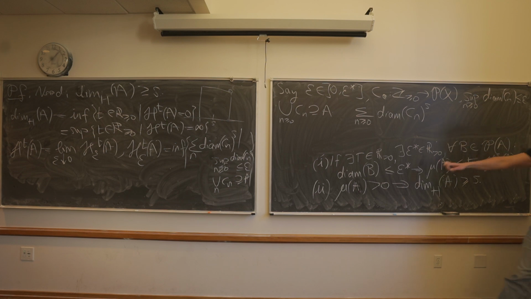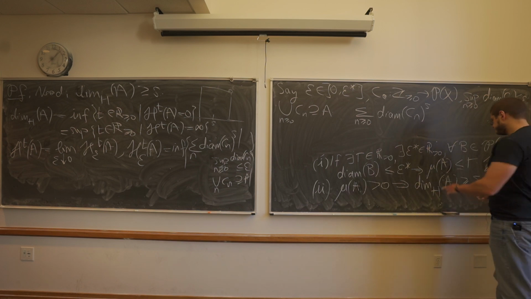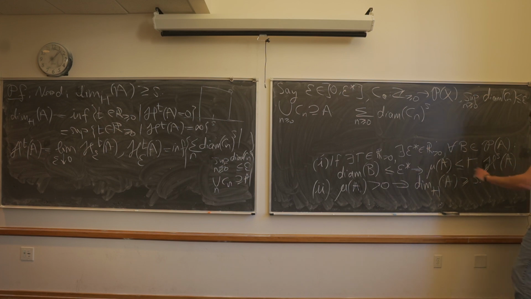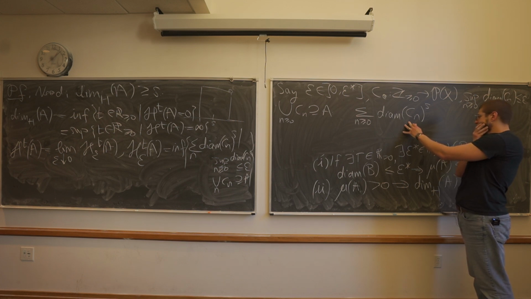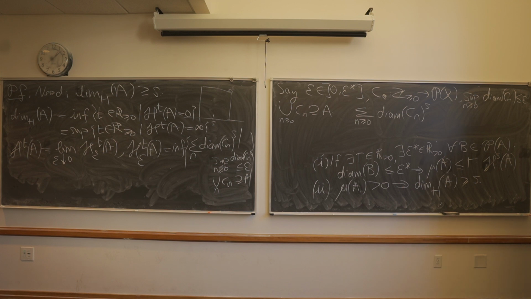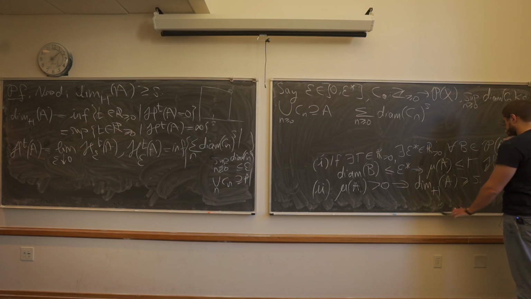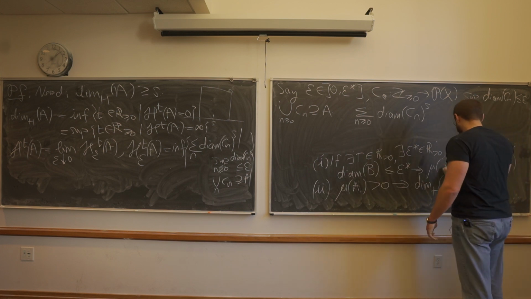Maybe the statement is something like, if there are these things such that for any b this happens, and A has positive measure, then the dimension is positive. Maybe something like this. So ultimately, I need to bound this from below by mu. Maybe instead of the S outer measure here, I have the diameter. Oh, maybe the statement is this actually. Let's see.